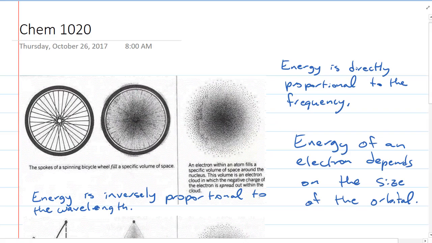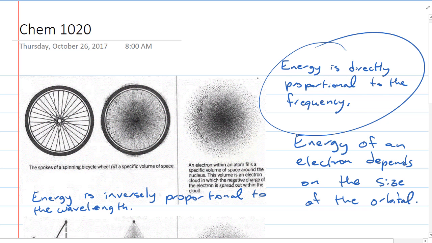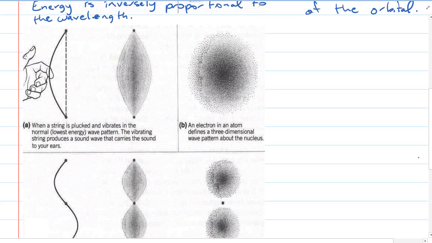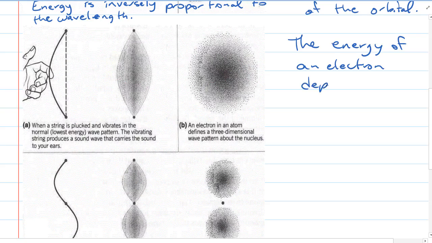But we also said that the energy is directly proportional to the frequency. So we could then also say that the energy of the electron depends on the shape of the orbital. The energy of an electron depends on the shape of the orbital.